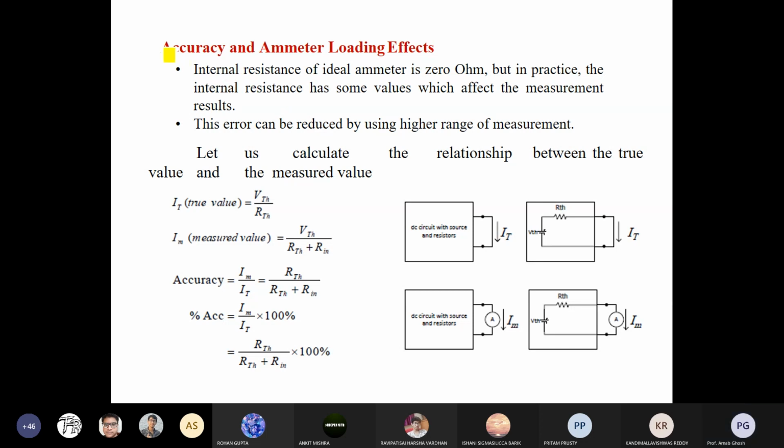So some important points are there: accuracy and the loading effects. Simple points. The true value and the measured value. In my initial lectures I discussed some standardizations: errors, absolute error, relative error, percentage error. Different types of things I discussed in my initial classes. I think all of you are able to remember this.